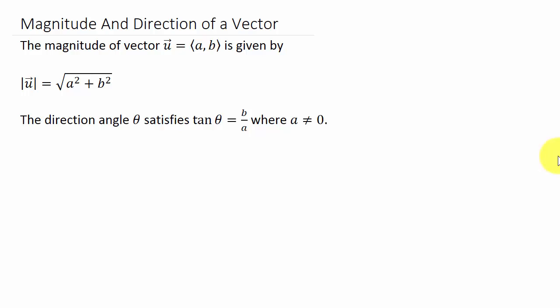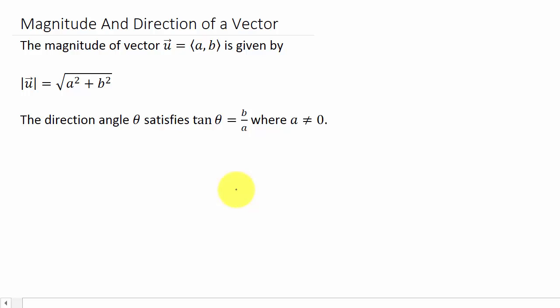Alright, so this is the fourth video on finding the magnitude and direction of a vector. The magnitude of a vector u, which equals ⟨a, b⟩, is given by the magnitude of u is the square root of a squared plus b squared, this squared plus this squared. And the direction angle theta satisfies tangent theta equals b over a, and a is not equal to 0.